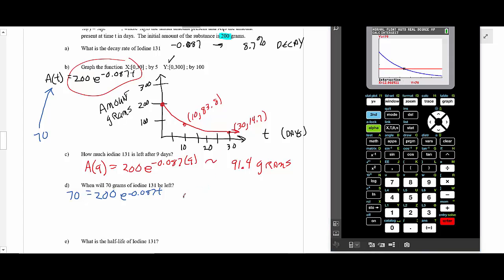So that means that's going to be about 12.1. Okay, this says when will that happen? So this was in days, so it'll take about 12.1 days. So it's 12.1 days that gives you an amount of 70 grams, okay? So you can do it graphically like that if you want to.